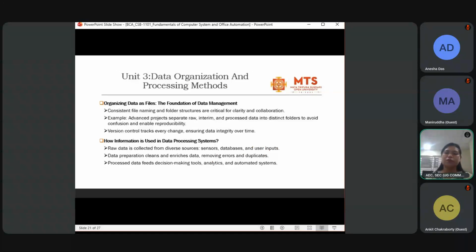This is the third unit, data and file organization. Any doubt so far? Any question?